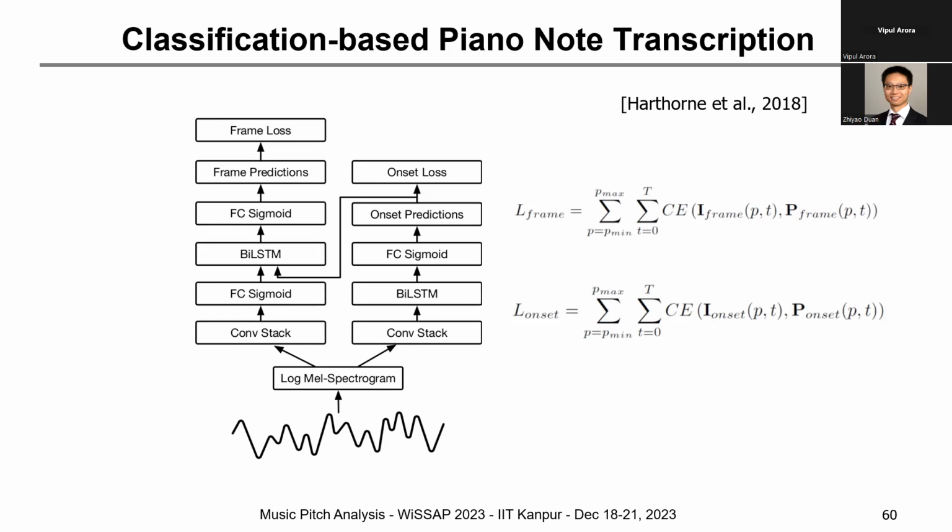One is predicting the frame-level pitch activation. The other one is trying to predict the onset, whether the frame contains the onset of a note or not. This achieved the state-of-the-art piano transcription accuracy back then. And nowadays, almost all piano transcription methods are built on this kind of idea, using deep learning and classification-based methods to do piano transcription.